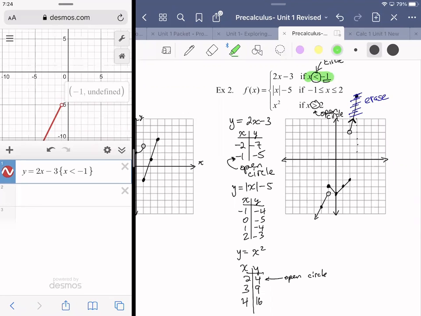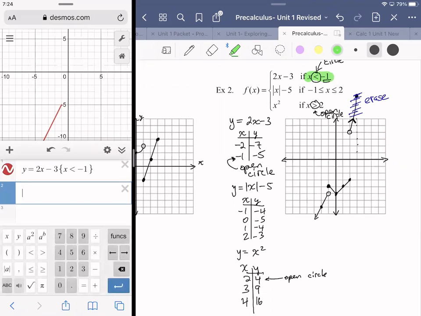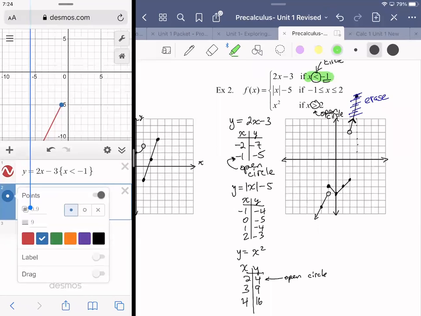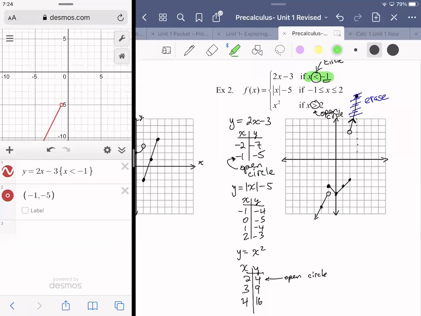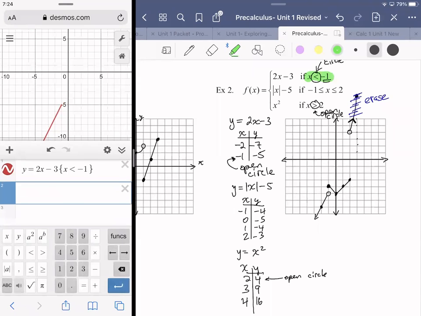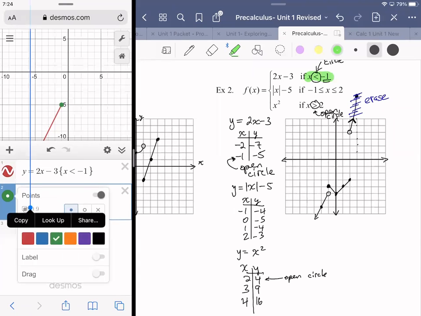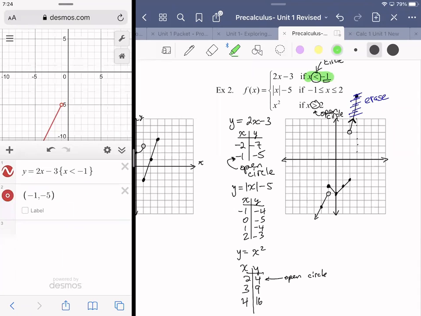All right. So I know now that at -1, -5, I'm supposed to have an open circle. So what I'll do is I'll type in -1, -5. I'll make it the same color just to be particular, and then open circle. All right. So again, type in the coordinate -1, -5. Long press on the point, the green dot. Change the color and change it from solid point to open circle. All right. So that would be that piece.